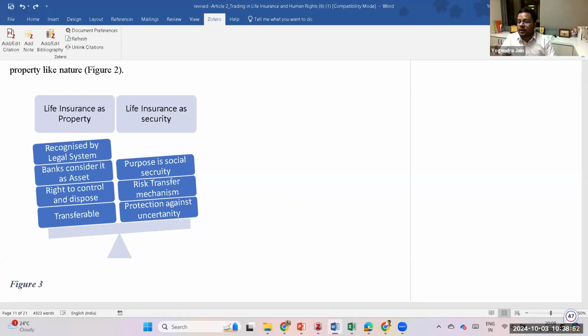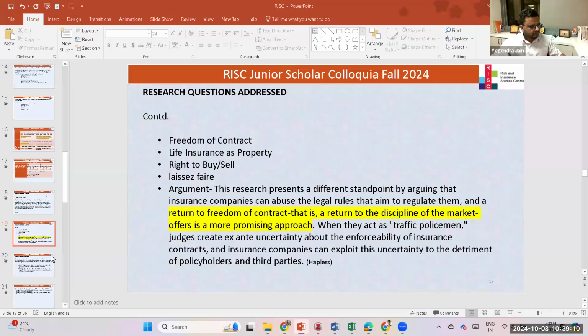You have the right to control and dispose of your life insurance policy. The only right they are not allowing you is the right to alienate. And that is where I'm saying that the right to alienation should also be given. It is partially given, but in statute they are actually prohibiting it. And it is transferable, so that right should be available. I'll come back to the discussion.